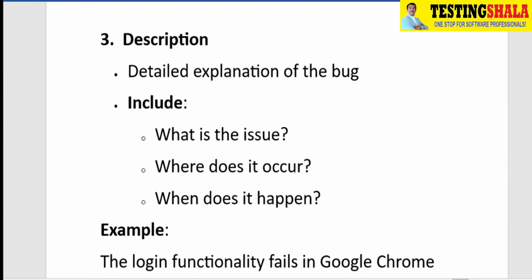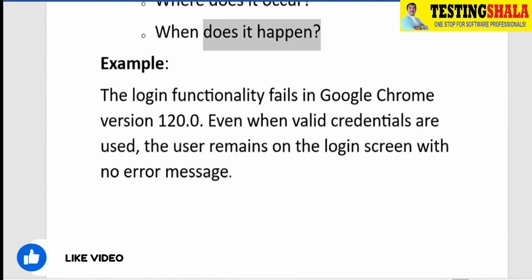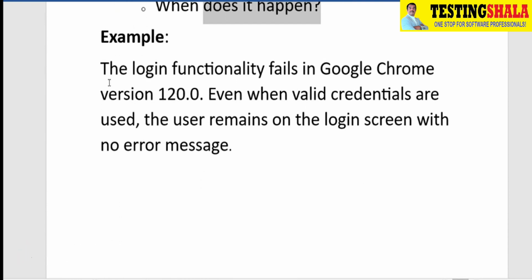The next one is the description. Here we give a detailed explanation of the given bug: what the issue is all about, where the issue is occurring, and when it is happening. That clear information will be given in the description. The example here is: the login functionality fails in the Chrome browser, of this version. Even with the valid credentials used, the user is still not able to log into the application.